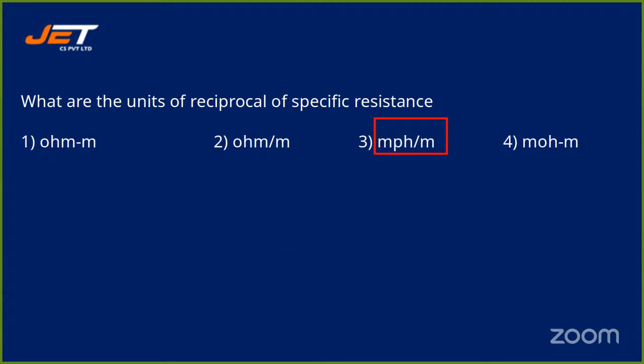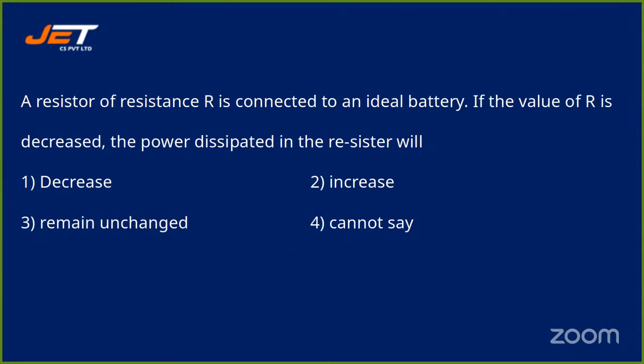Yeah. Next, a resistor of resistance R is connected to an ideal battery. If the value of R is decreased, the power dissipated in the resistor will be. A resistor of resistance R is connected to an ideal battery. If the value of R is decreased, the power dissipated in the resistor will be.